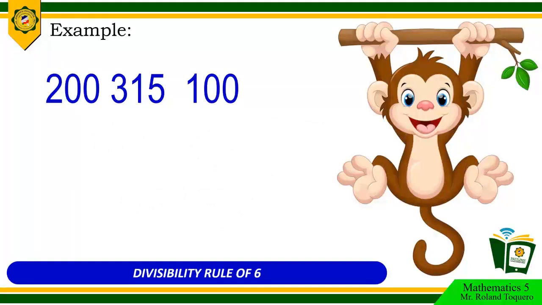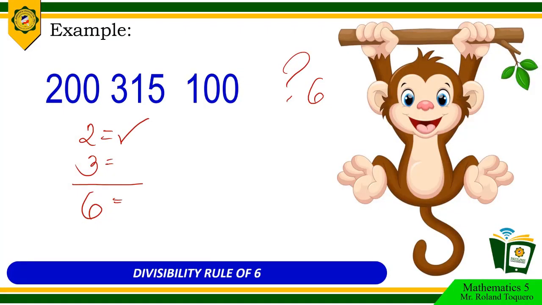Let us proceed to the divisibility rule of 6. Our given number is 200,315,100. How do you know if this number is divisible by 6? This is by dividing the given number by both 2 and 3. If the number is divisible by both 2 and 3, it is also divisible by 6. Is the given number divisible by 2? The answer is yes because it ends with 0.